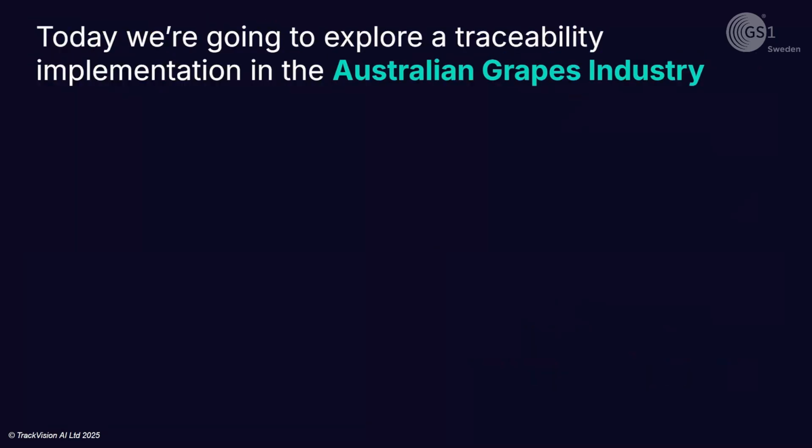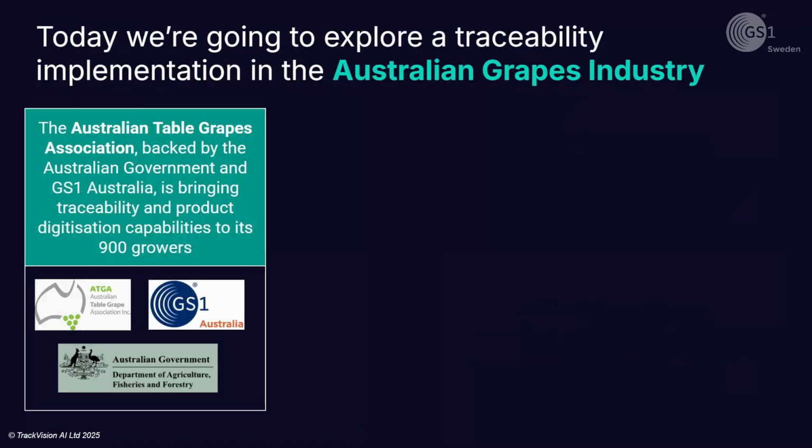So today we're going to explore a traceability implementation in the Australian table grapes industry. The Australian Table Grapes Association, which is an industry body backed by the Australian government and GS1 Australia, is bringing traceability and product digitization capabilities to its 900 grower members.